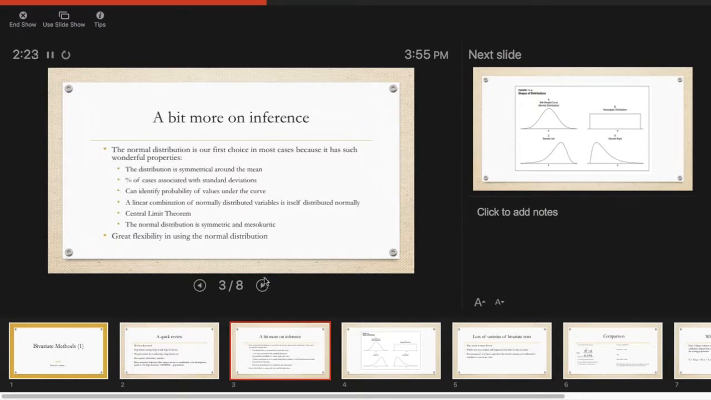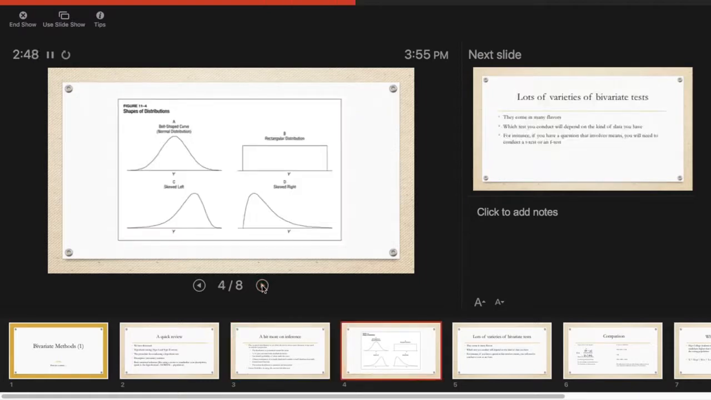It is a linear combination of normally distributed variables, which is itself distributed normally. It adheres to the central limit theorem, which we've already talked about quite a bit. And the normal distribution is both symmetric and mesokurtic, which means that it is not too peaked, not too fat, not too thin. So we have a great deal of flexibility in using that normal distribution.